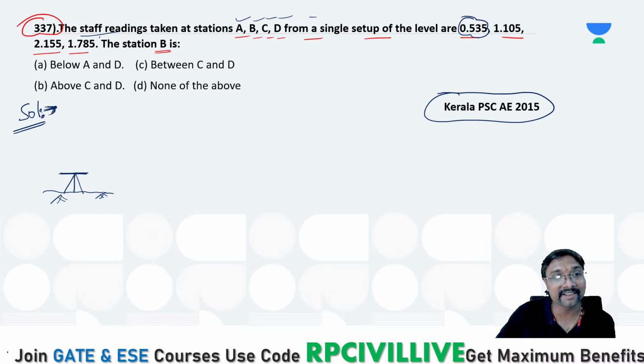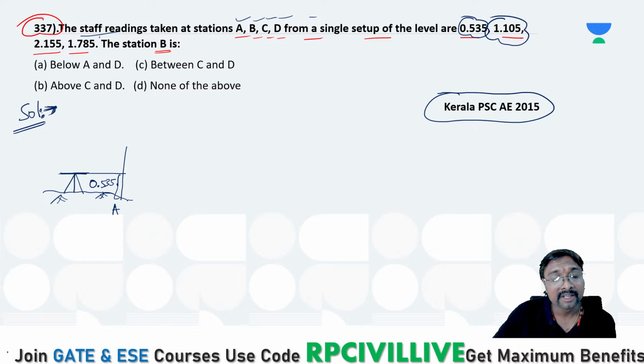0.535 is the reading taken at the first point, so a very small reading, you can say. This is your point A. What we are taking up to this point A is 0.535. Next, after that, the B reading.